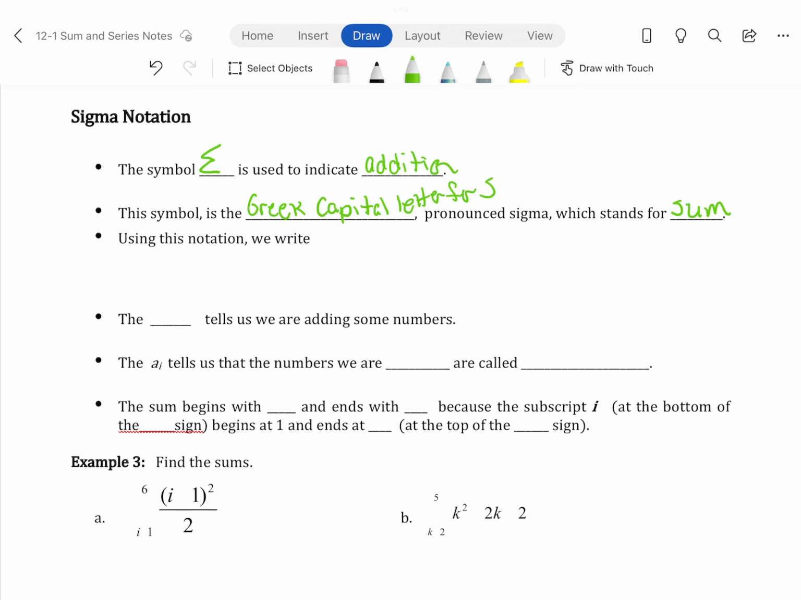So using this notation, we're going to have the sum, and we're going to go from some variable. I'm just going to put an i right here. That's not a very good i. Let's try that again.